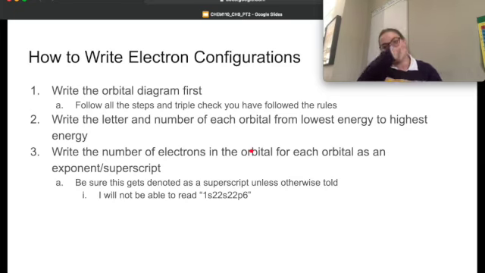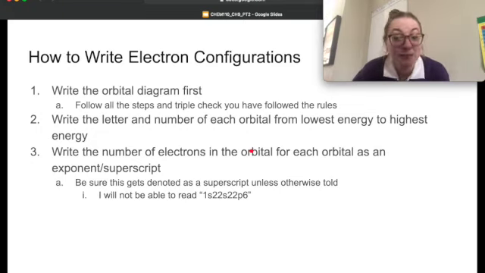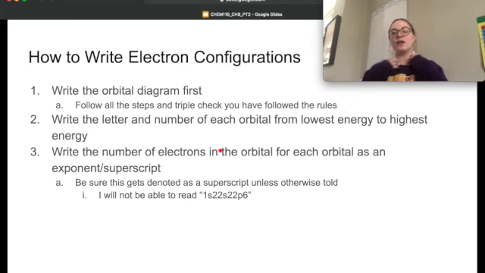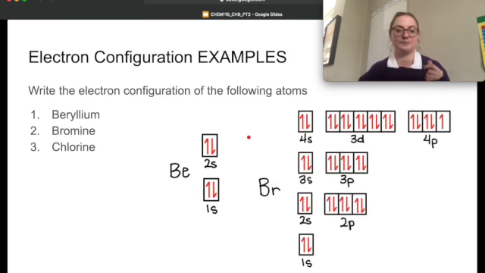One thing I really want to point out here is that it's really important that you make sure you're using superscripts or exponents, because if you don't, I can't read what's on the screen. I cannot read 1s22s22p6. I don't know what that means. So it's important that you make sure you have that information written out properly.